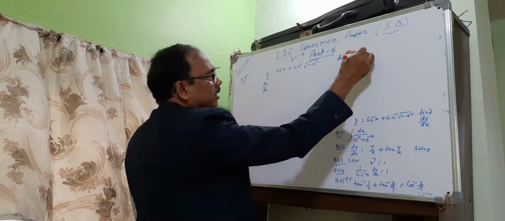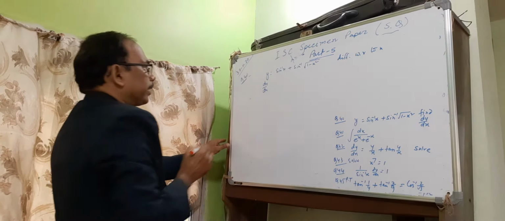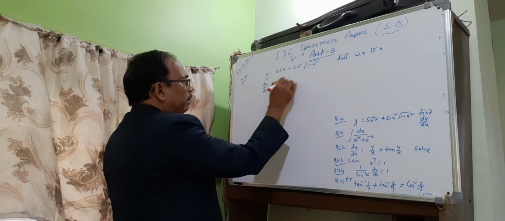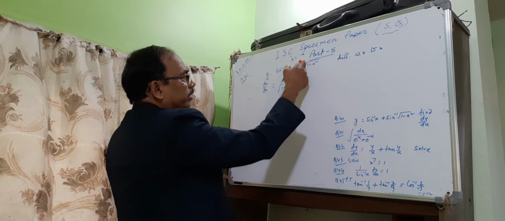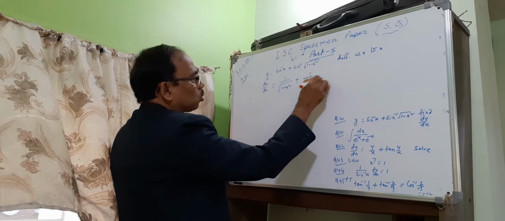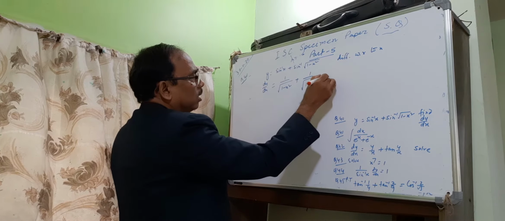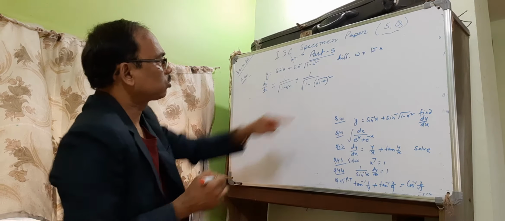Differentiating with respect to x. The derivative of sine inverse x is 1 by root over 1 minus x square, plus 1 by root over 1 minus, root over 1 minus x square, whole square. This will be treated as x, 1 by root over 1 minus x square.